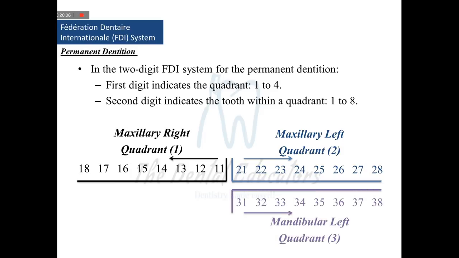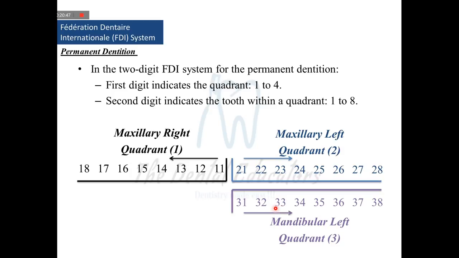Now when we go in a clockwise direction, we go from the maxillary left quadrant to the mandibular left quadrant, and again we start counting the teeth from the midline. The first thing which changes is the quadrant number, that's the first digit. We can see there is a change in the first digit only. The rest of the counting is still the same. 3-1 represents the mandibular left quadrant permanent central incisor. 3-2: the first digit represents mandibular left quadrant, permanent, and 2 represents the lateral incisor.